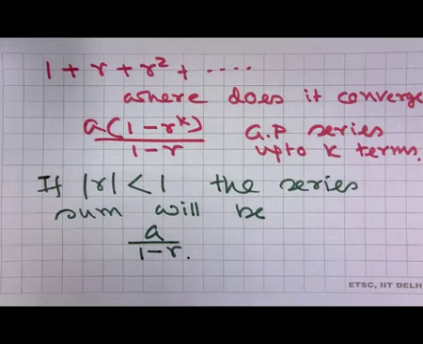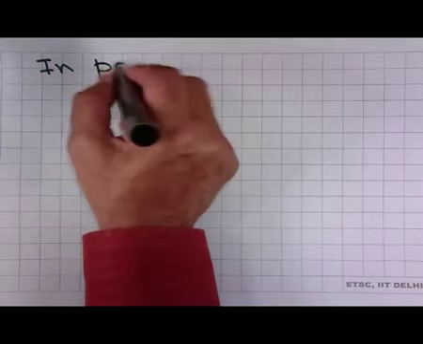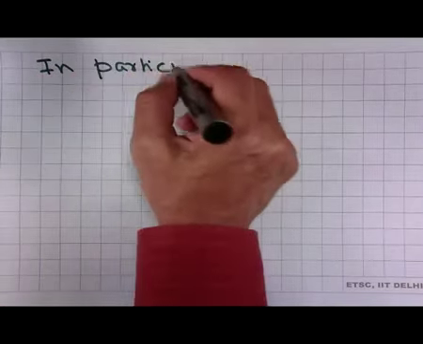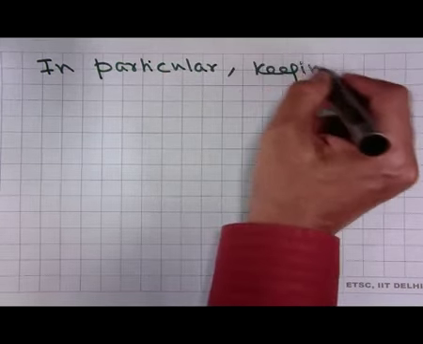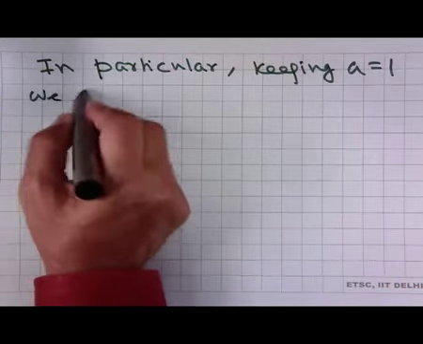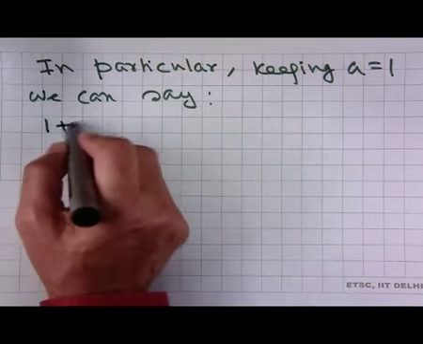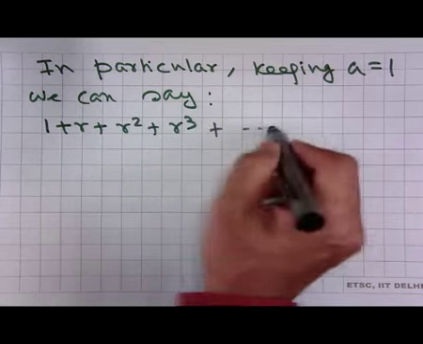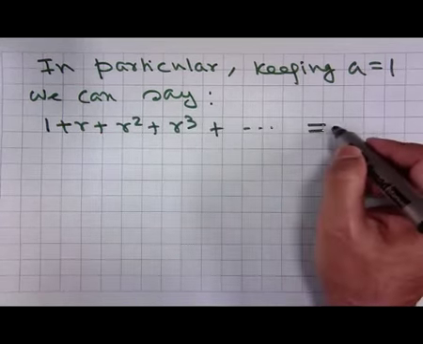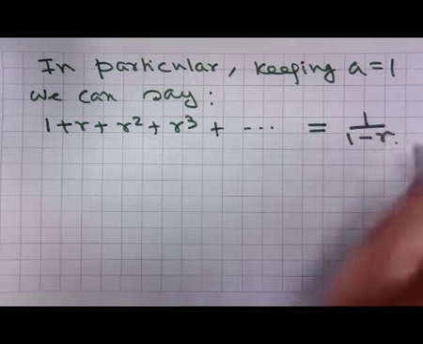In particular, keeping a equal to 1, we can say 1 plus r plus r square plus r cube, this series converges to 1 upon 1 minus r.